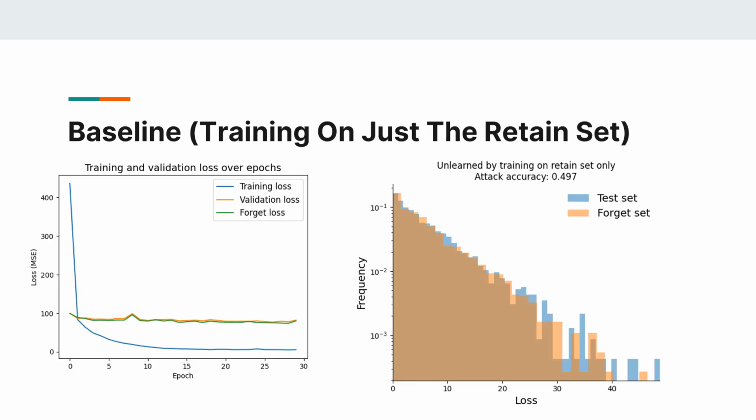Now, when we retrain the model from scratch on just the retained data points, we see that, first of all, the training loss of the forget set and the validation set are identical, which makes sense because the model has never seen the forget set, and the attack accuracy is random, which means that it is impossible to discern the forget set from the validation set. This is basically the best case scenario, but it requires retraining the model from scratch, which is infeasible.